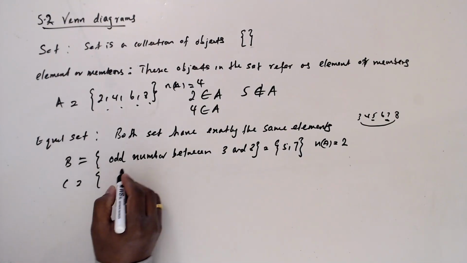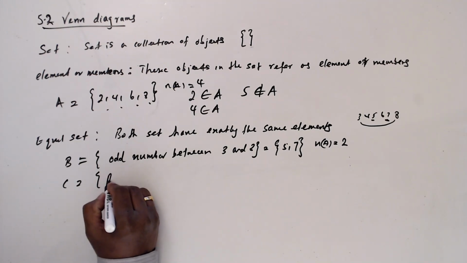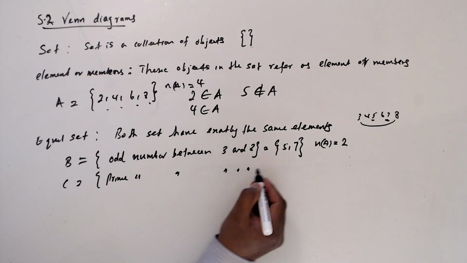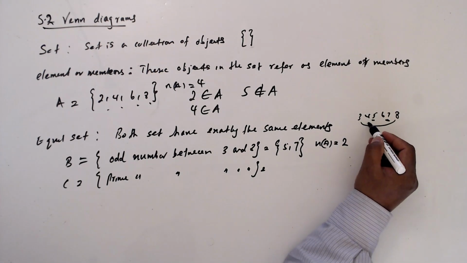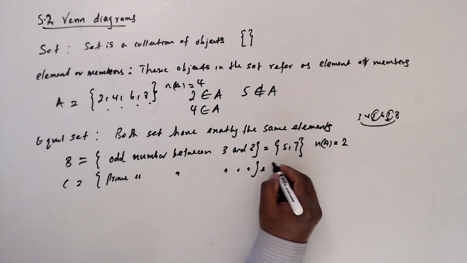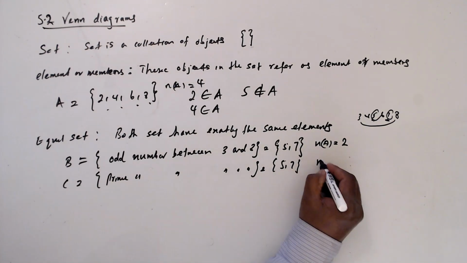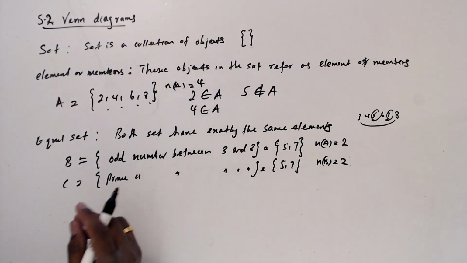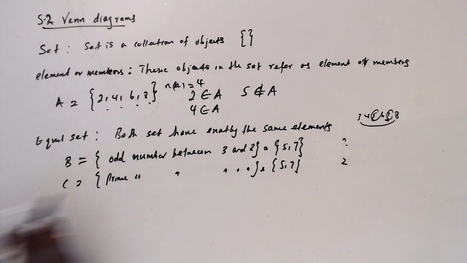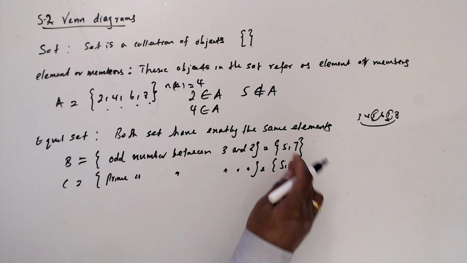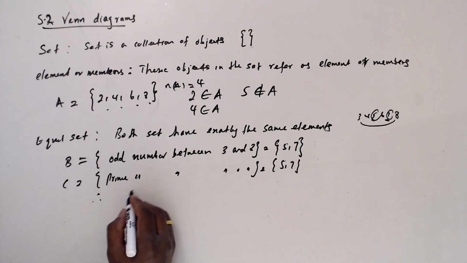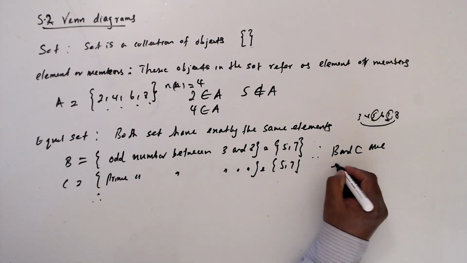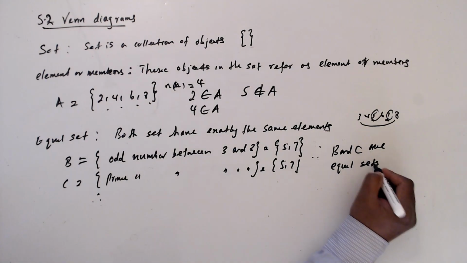Set C is the prime numbers between 3 and 8. What are the prime numbers between 3 and 8? Again 5 and 7. So both have the same elements. Hence B and C are equal sets.